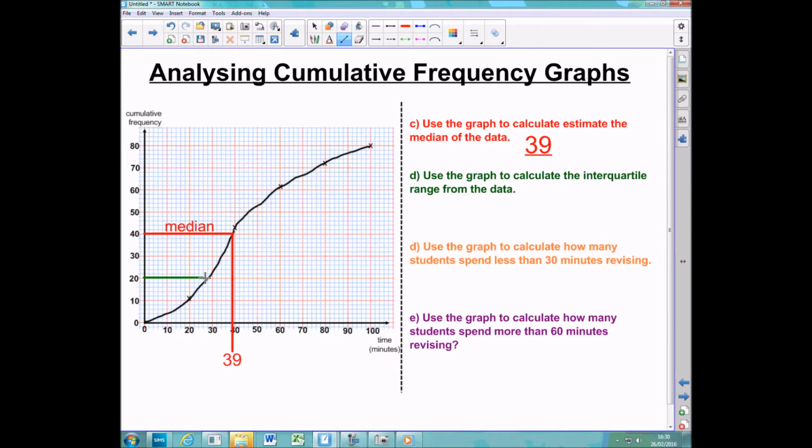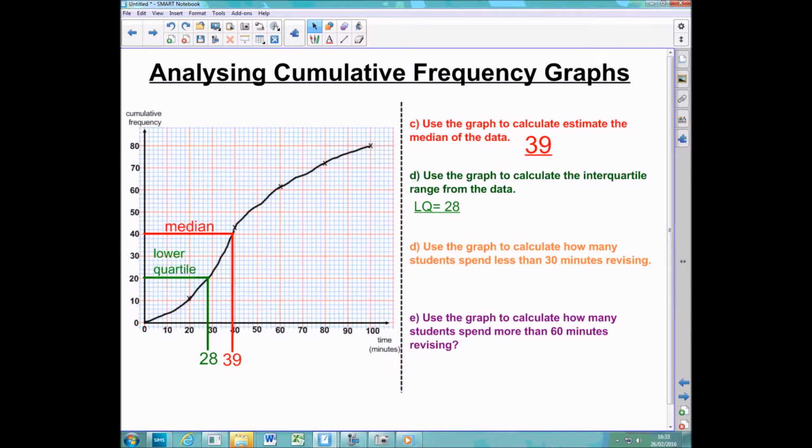So 20 across to my line and down, and I get a value of 28. So I'm going to mark on that my lower quartile is 28. Okay, I don't have to write lower quartile. Usually I can just write LQ.